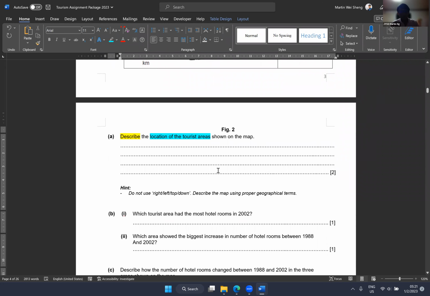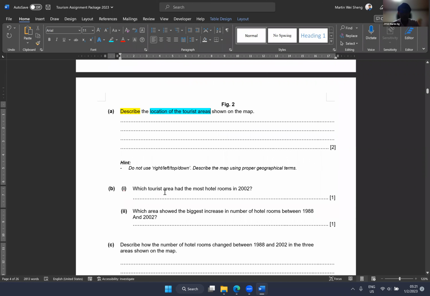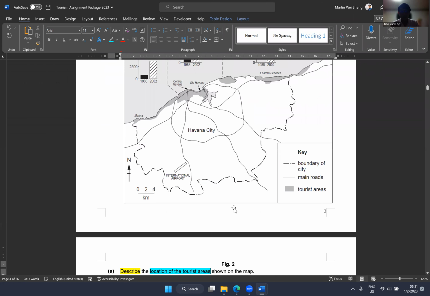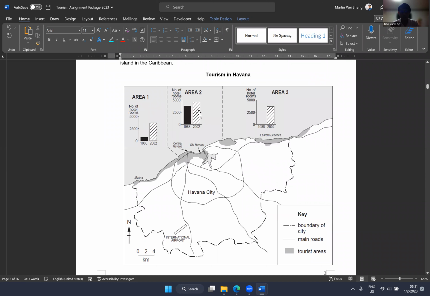All right. Now question B, part 1. Which tourist area had the most hotel rooms in 2002? This one is very straightforward. Basically, you just have to look at the bars over here, and then find area 1, 2, or 3. Which one has the highest bar in 2002? Make sure you look at the correct year. Which one is the longest bar over here?